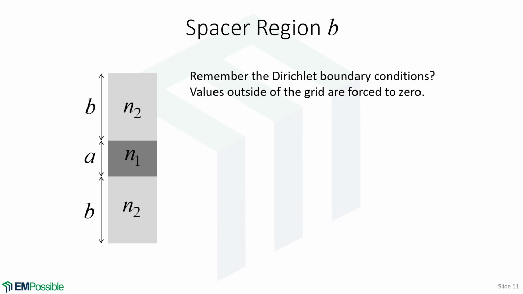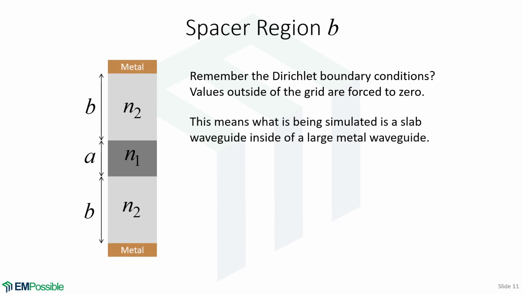So really, what's going on here? Remember, we use Dirichlet boundary conditions. That's going to force the electric field at either side to be zero. So really what we're doing is simulating something with metal on the outside. We're actually simulating a much larger waveguide. But we want to make sure that these B regions are large enough that, yes, we're still simulating a very large waveguide, but what we'll see is modes in that very large waveguide that are essentially confined to just the core. And that's really the modes that would be guided by just the core alone.